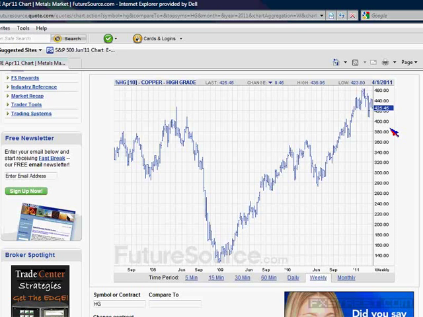Maybe the catalyst will be the Fed coming off QE2, reducing it. They're not going to be able to come off it. Right, that's right. Okay, a shakeout. We could have a shakeout here.